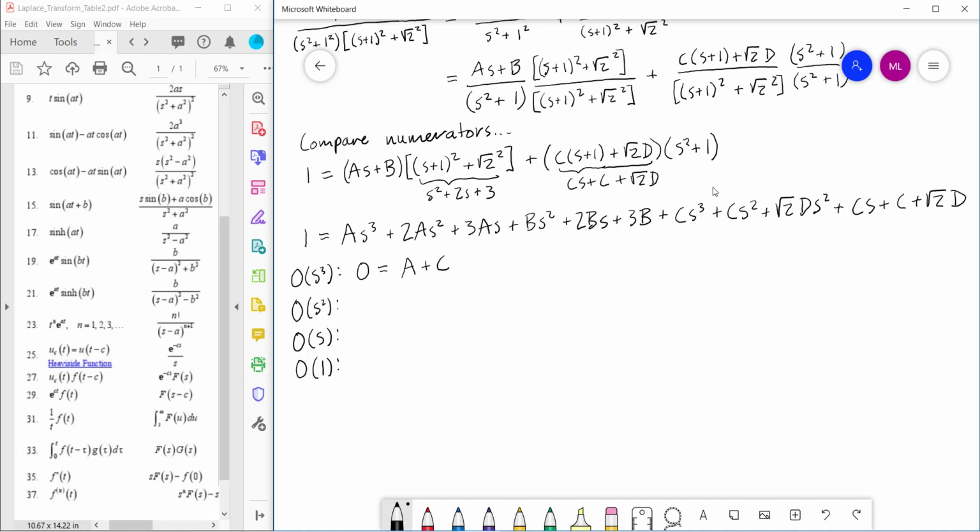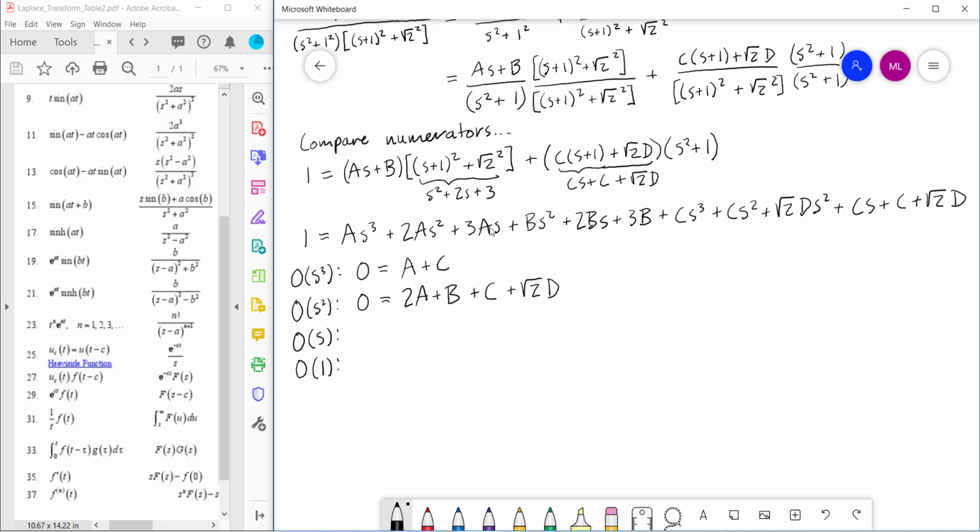Good. Let's write down all of them first before we try to do any solving. For the s squared terms, again on the left, there's none of them. But on the right, we have 2a of them plus b of them, plus c of them, plus root 2d of them. So there's that one.